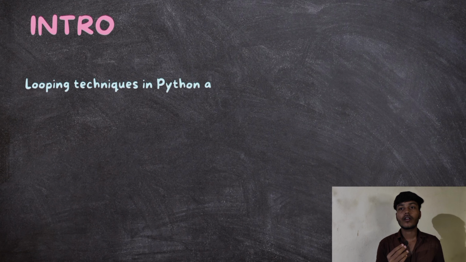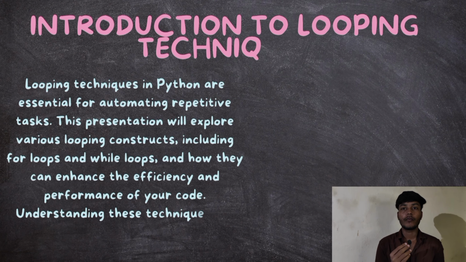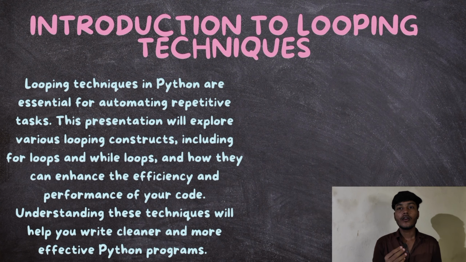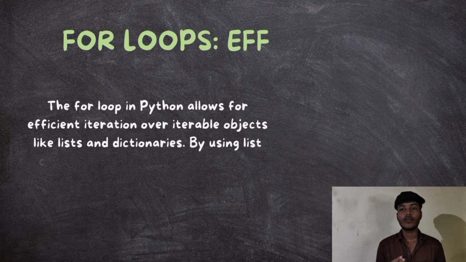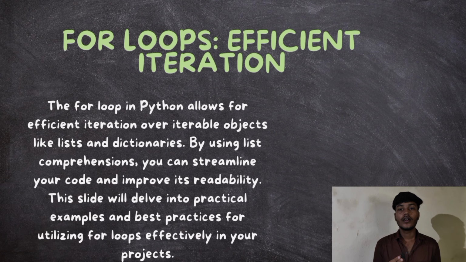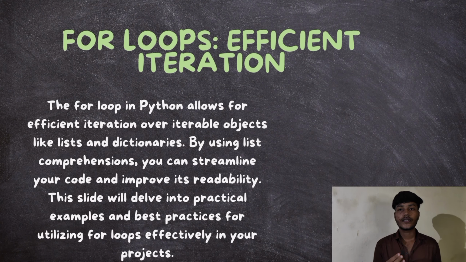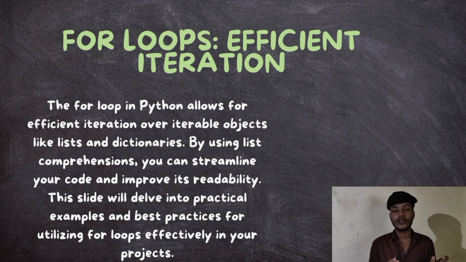Hello everyone, I am Jenith, going to explain loop techniques in Python. Loop techniques in Python are the methods used to repeat a block of code multiple times. For example, the types of loop techniques are the for loop. A for loop iterates over a sequence like a list, tuple or string, or a range of numbers. For example, this code prints the numbers from 0 to 4 using a for loop.